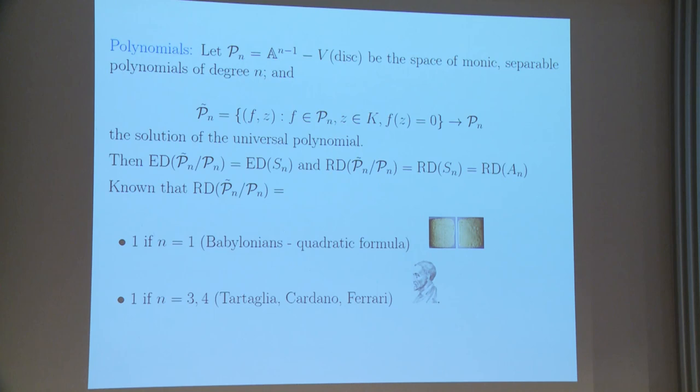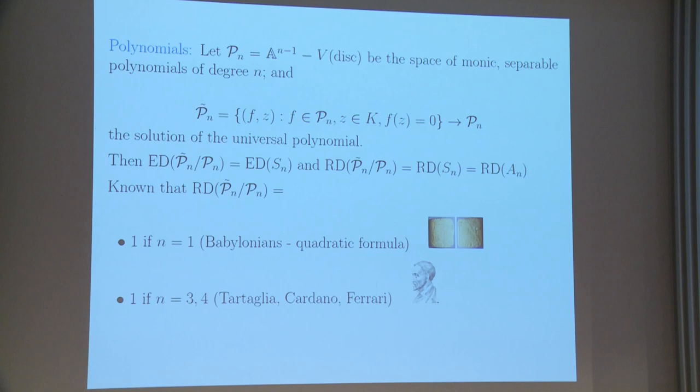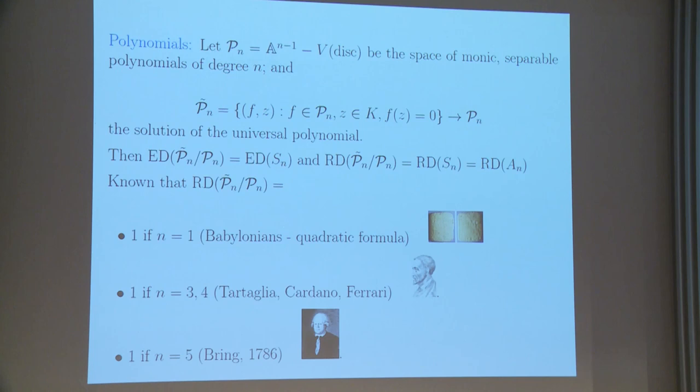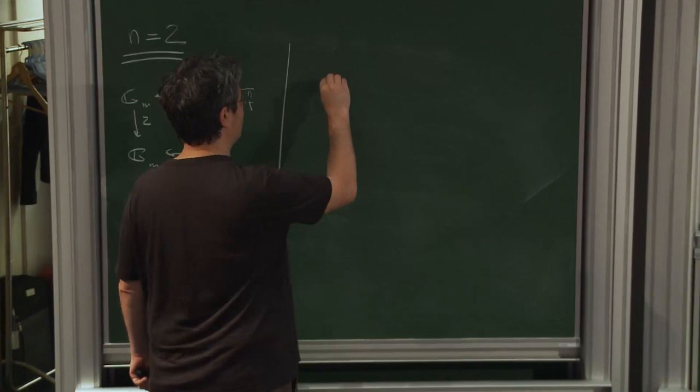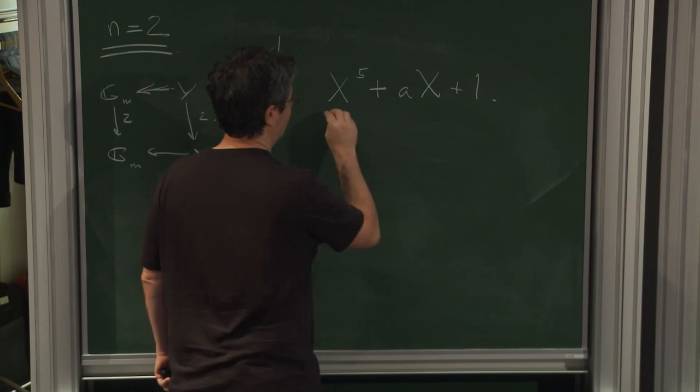Notice there, in the formula, you have to compose functions, right? Because you have to take a sequence of radicals. And then for n equals 5, there's a result of Bring from 1786 that it's still equal to 1. So the point there is after you extract some roots, for example, a square root of the discriminant, I think there are also some other things, you can bring the fifth degree polynomial into this form. So you only have one parameter.